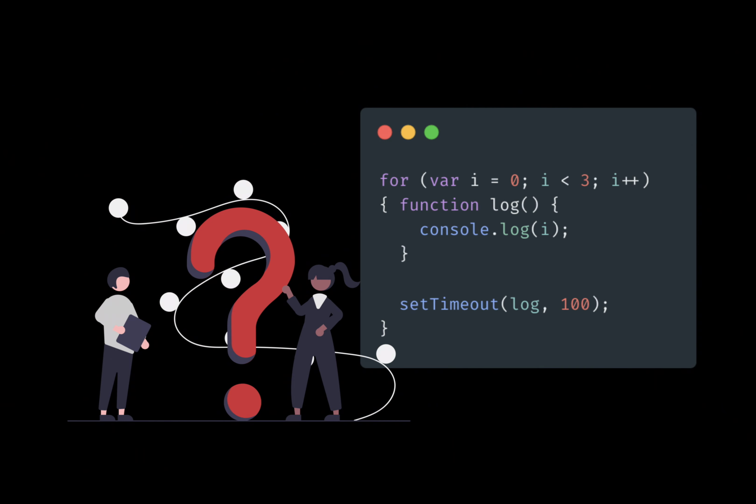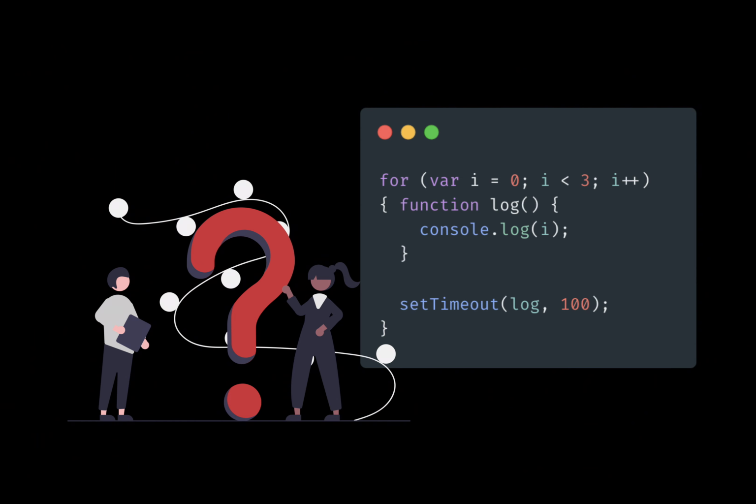But first, let's go through it line by line. Firstly, we are declaring a variable i with the var keyword. Then a for loop that will run 3 times by incrementing that variable. Now, inside the for loop is where closures come into play. We define a function that console logs the variable i.